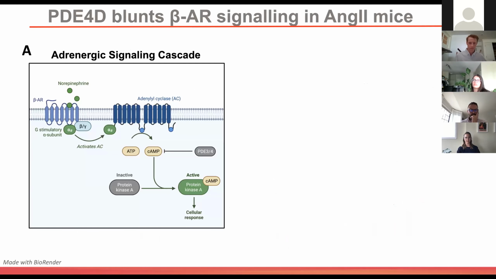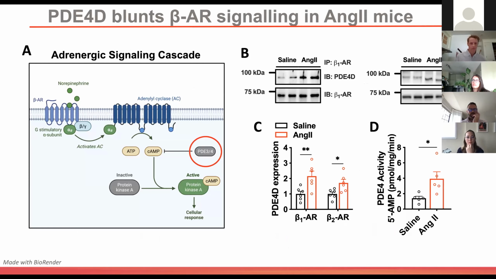Now, thus far, these results suggest that the beta adrenergic signaling cascade is blunted in angiotensin II infused mice. So to determine how this was occurring, we used a series of molecular and co-immunoprecipitation experiments. And we identified that a cyclic AMP degrading enzyme called phosphodiesterase 4D or PDE4D was increased specifically in compartments surrounding both beta-1 and beta-2 adrenergic receptors, and that its overall activity in the sinus node of Ang2 infused mice was increased, as you can see in panel D.